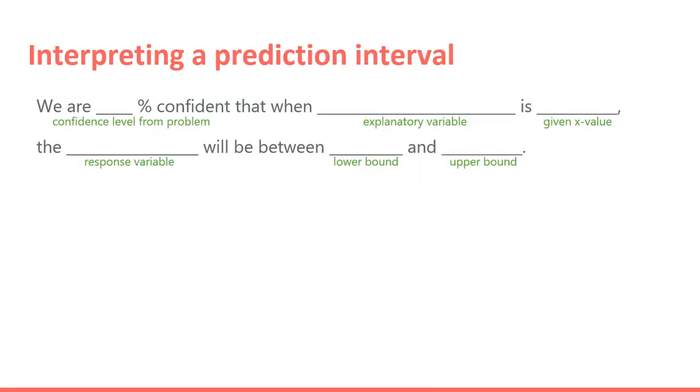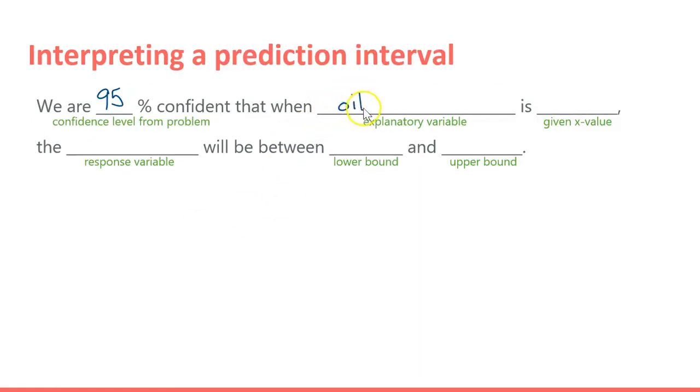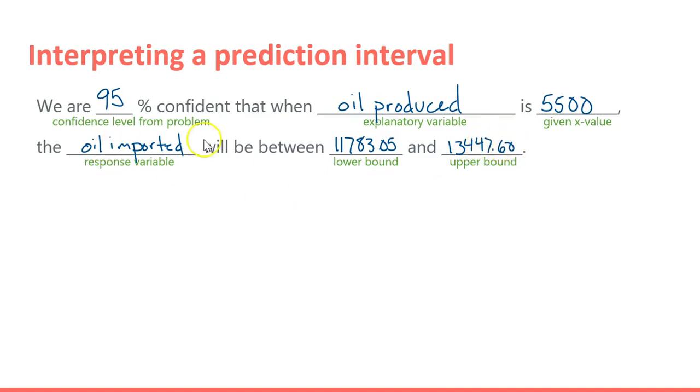Okay, and so what that means is we have a sentence that we could fill in. So that means that I am 95% confident that when my explanatory value, which is my X values, so when the oil produced, okay, so when oil produced is 5,500, that's the one we made a prediction for. All right, the oil imported, that was my response variable, will be between 11,783 and 13,447. Okay, and so this is just like we did with our conclusions for hypothesis testing. This is a sentence that you can use every time to interpret and fill it in.